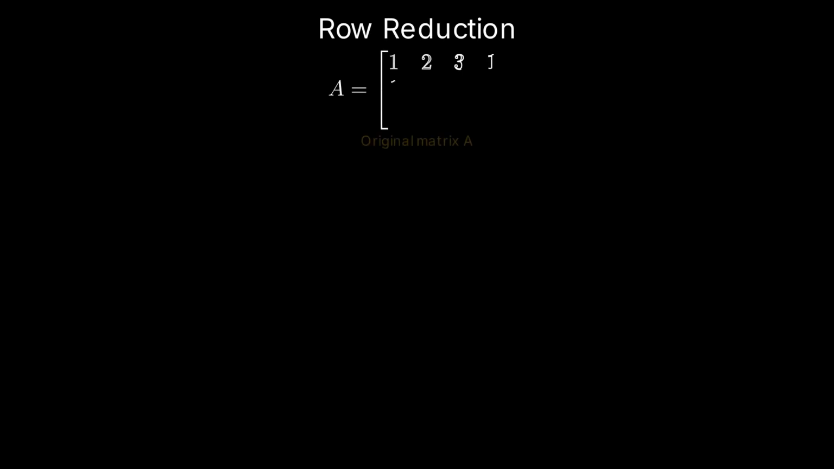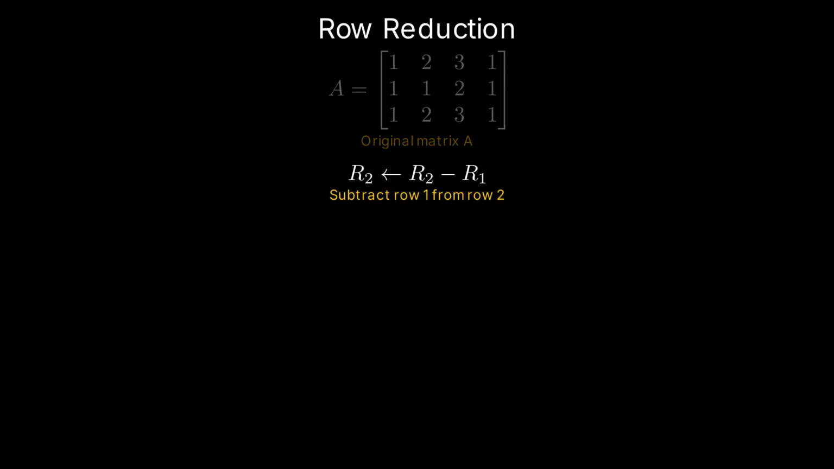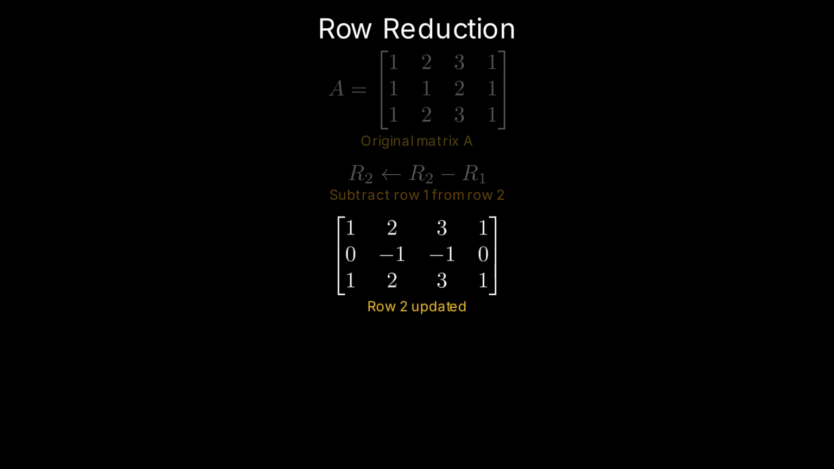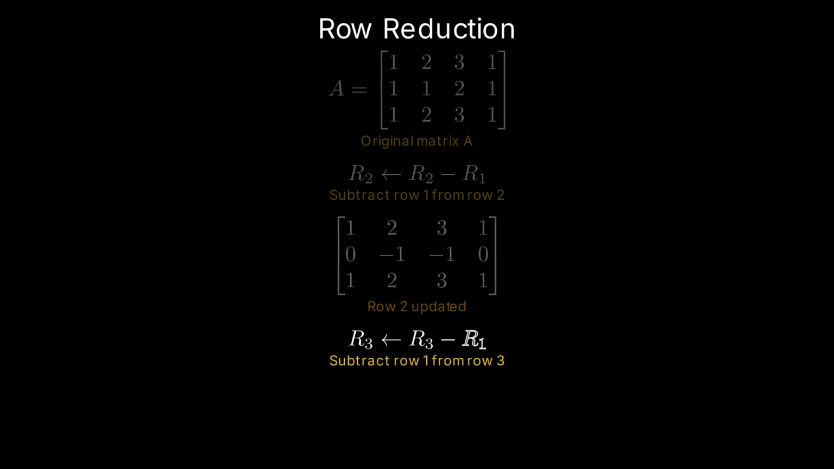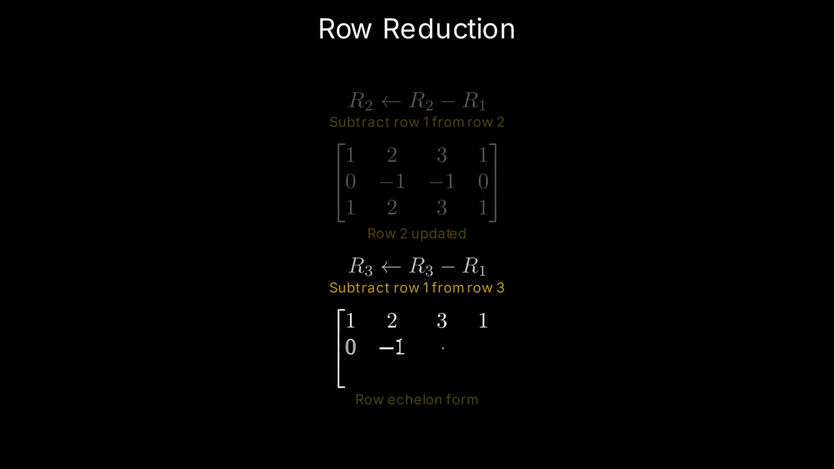Let's row reduce. We subtract row 1 from row 2. Entry by entry, 1 minus 1 is 0, 1 minus 2 is negative 1, 2 minus 3 is negative 1, and 1 minus 1 is 0. So row 2 becomes 0, negative 1, negative 1, 0. Now subtract row 1 from row 3. Row 3 was identical to row 1, so every entry cancels and it becomes all zeros. The echelon form is: row 1 is 1, 2, 3, 1. Row 2 is 0, negative 1, negative 1, 0. Row 3 is all zeros.